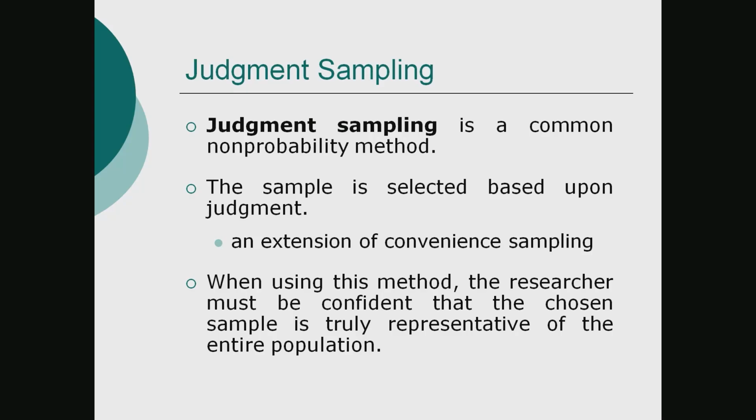Judgment sampling. Next, judgment sampling. Judgment sampling is a common non-probability method. The sample is selected based upon judgment. This method is an extension of convenience sampling. When using this method, the researchers must be confident that the chosen sample is truly representative of the entire population. In this method, the participants are selected based on specific criteria such as expertise or knowledge on a particular topic. For example, studying the buying pattern of high-end luxury cars by selecting a sample of individuals who are most likely to purchase a luxury car. So this is one example of judgment sampling.